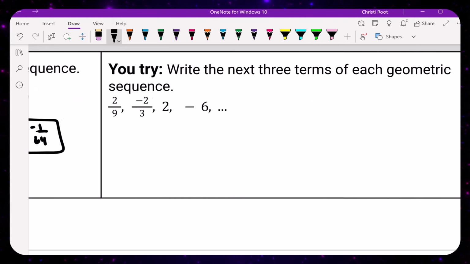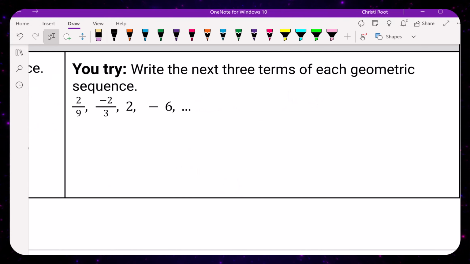It is now your turn. Once again, please practice this. So stop the video. Don't just copy it down. Stop the video. I want you to try to find the common ratio and unpause when you're ready to check your answer.